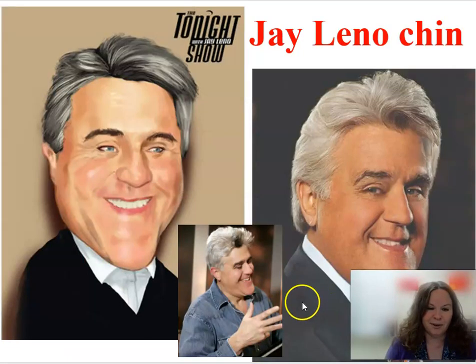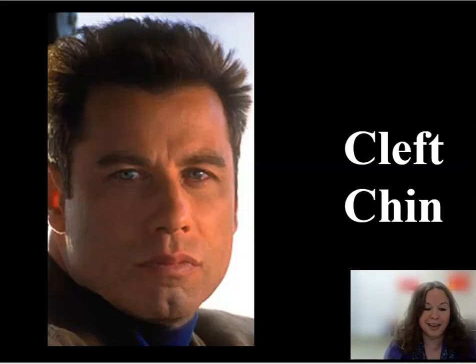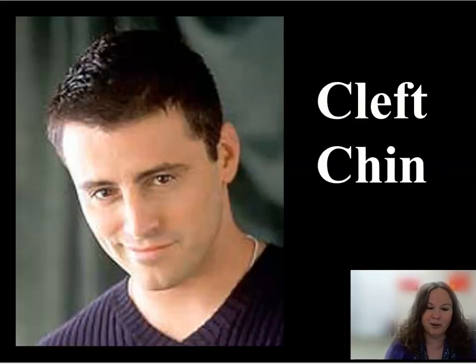All right, and so I just wanted to pull up a couple traits here. As time is going on, some people don't know who Jay Leno is, but that's one of the traits in the activity called Jay Leno chin. A Jay Leno chin is a really long chin. And if you don't know what cleft chin is, it's also known as a butt chin when you have a cleft in the middle of your chin. You may know John Travolta has a cleft chin, or Joey from Friends.